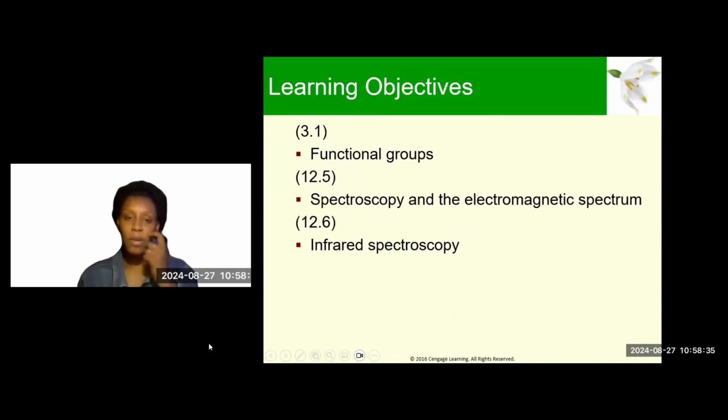All right, so in this lecture, we're going to be doing chapter 3.1, 12.5, and 12.6, where we're going to just do an introduction to spectroscopy.